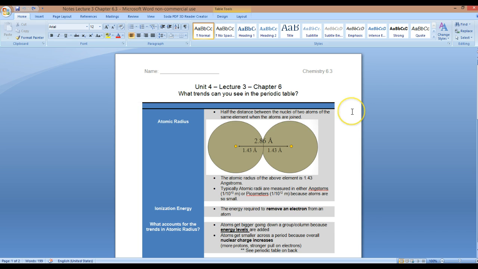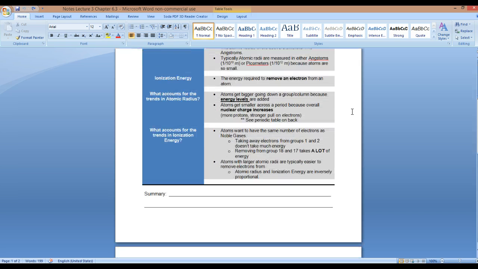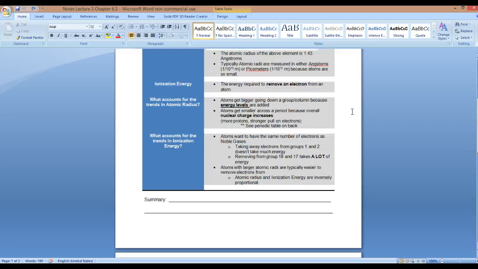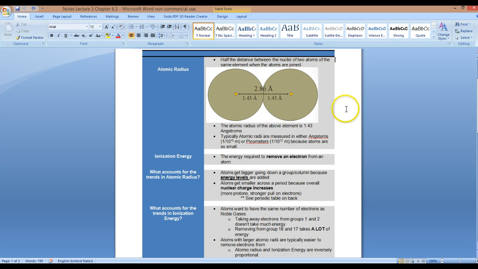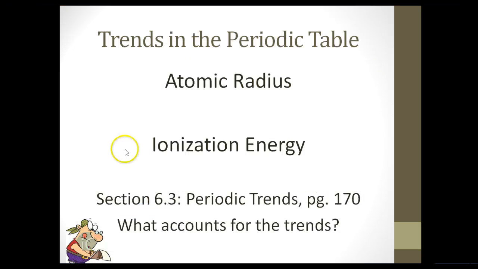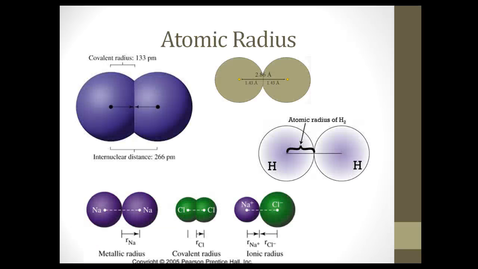Alright, so you guys should have the guided notes for lecture 3. You can find it on the staff webpage under chemistry. We want to talk about ionization energy and atomic radius and kind of what accounts for those differences in elements. Why are some bigger than others? Alright, so first up. You can also follow along section 6.3, page 170 of your textbook.